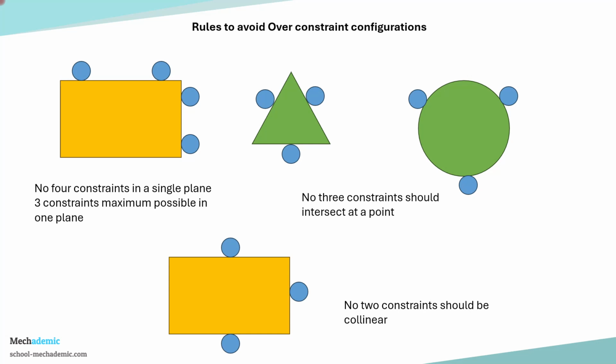These rules can be applied when we are designing a part. Let's say a component has to fit inside another component or another assembly, and the position of that component should be such that it is exactly constrained, not over constrained, not under constrained. So when we are designing for exact constraining of a part inside another assembly, these kinds of rules will help us to avoid over constraint configurations and also help in precise and accurate location of features.